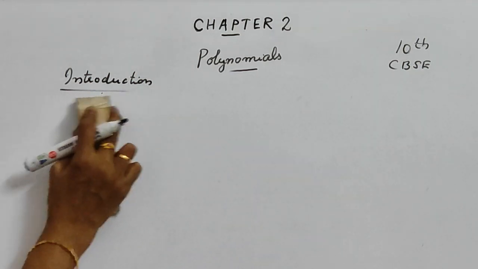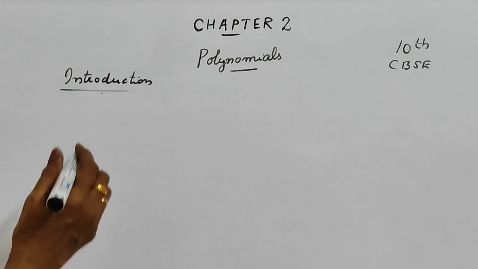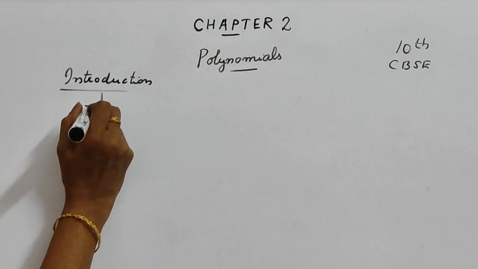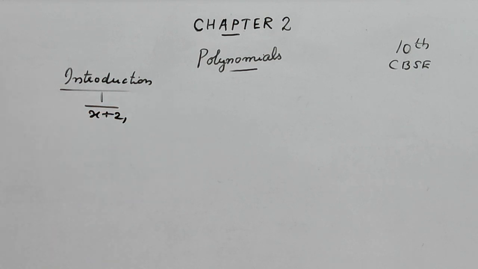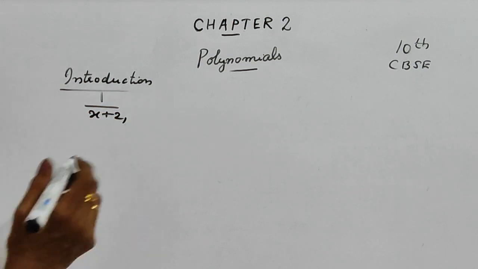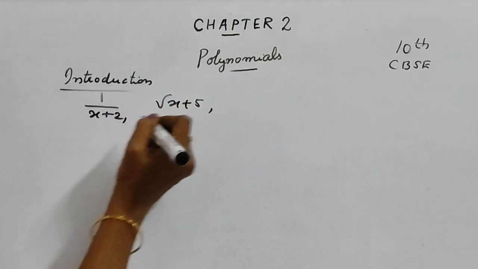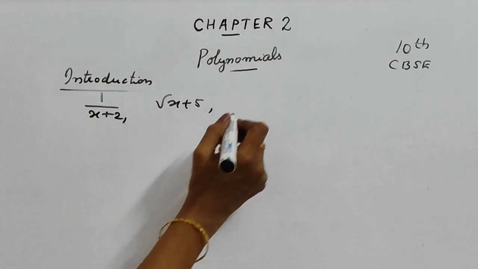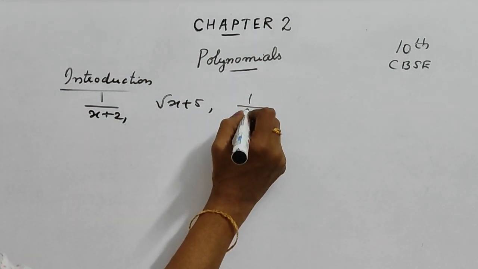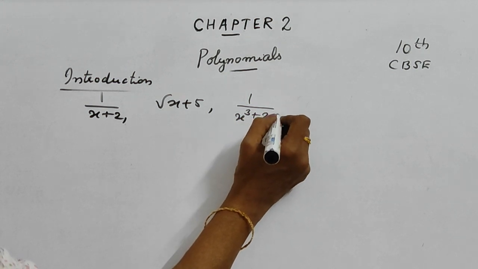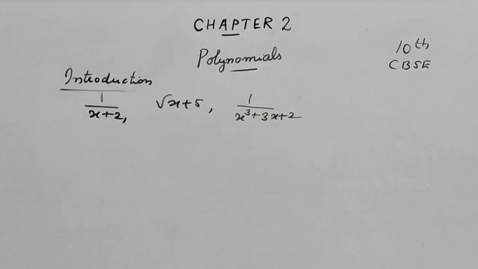which are not polynomials, some are not polynomials. See, 1 by x plus 2. Is it a polynomial? No, it is not a polynomial. Root x plus 5. Is it a polynomial? No, it is not a polynomial. 1 by x cube plus 3x plus 2. Is it a polynomial? No. These are not polynomials. Why?